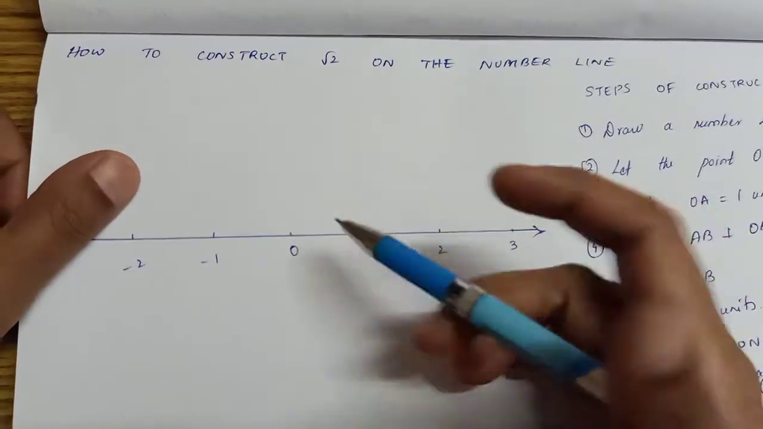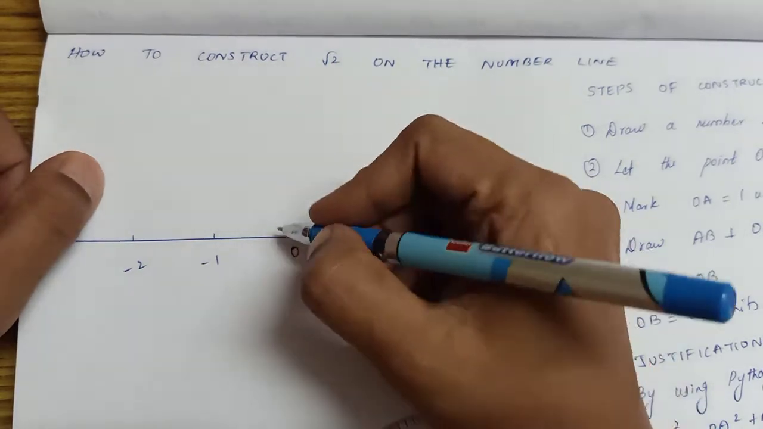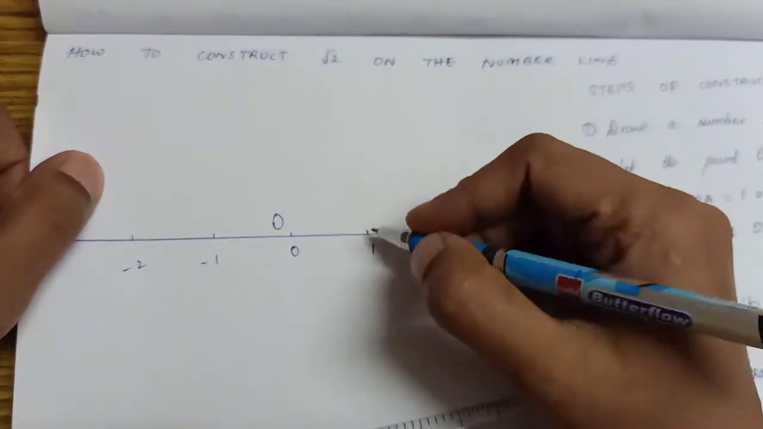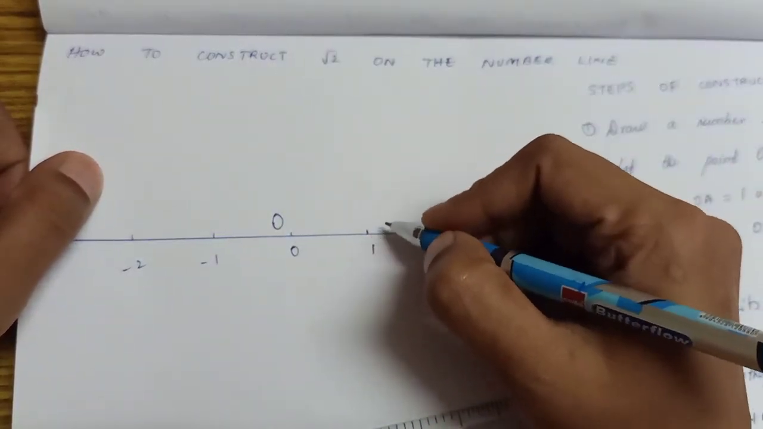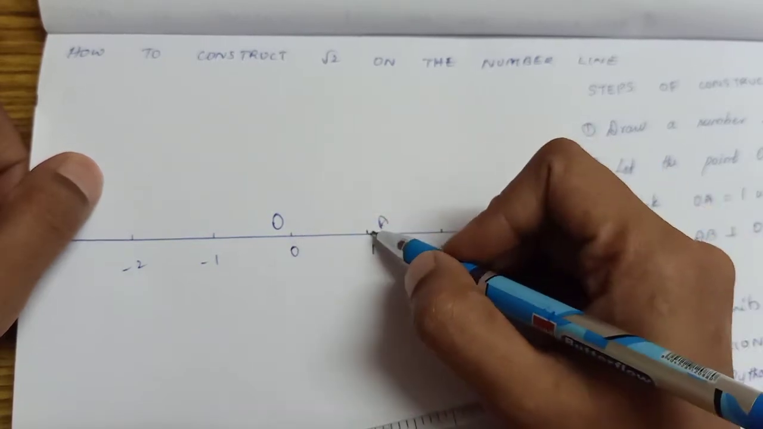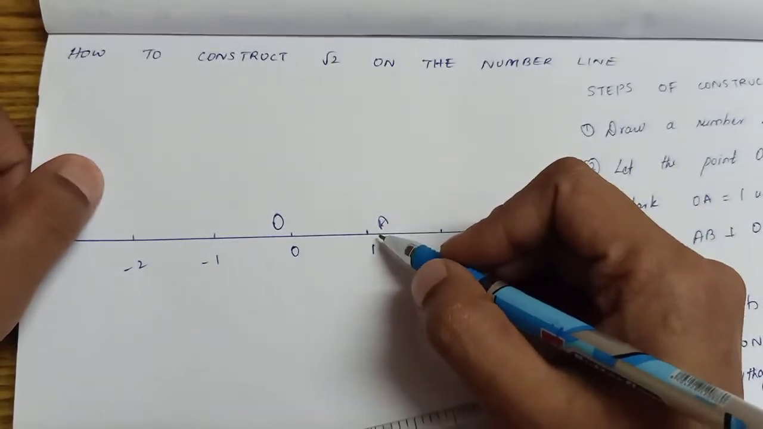And here on the number line, I am going to mark 0 as the point O. If you want, you can use some other letter, and I am marking this 1 as A. So this is O and this is A. OA is equal to 1 unit.